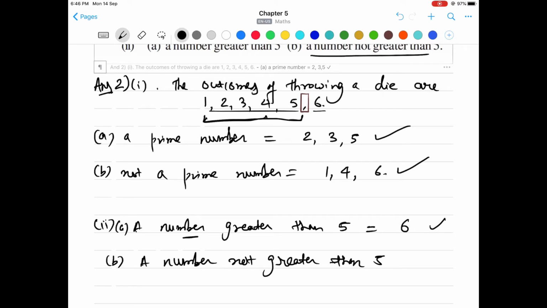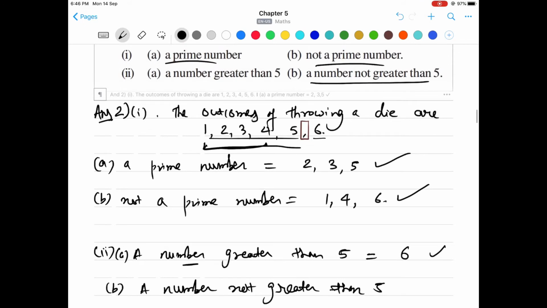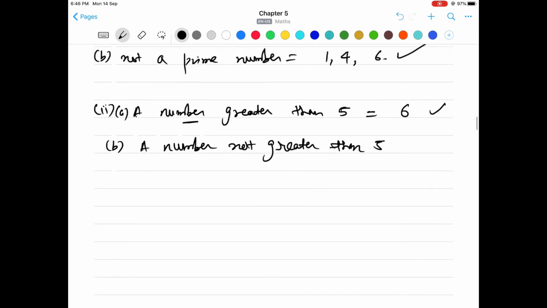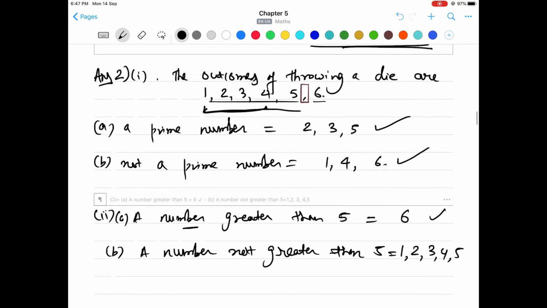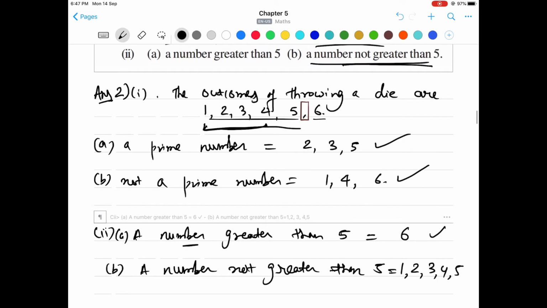Okay, so these numbers are either less than 5, which are 1 to 4, or equal to 5. We will not take any number which is greater than 5. Okay, so we are asked only for the numbers which are not greater than 5. So those numbers are 1, 2, 3, 4 and 5. Okay, so the outcome of the number not greater than 5 is 1, 2, 3, 4 and 5.